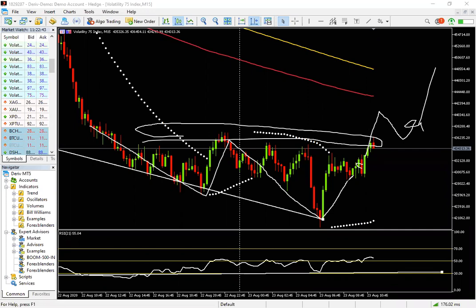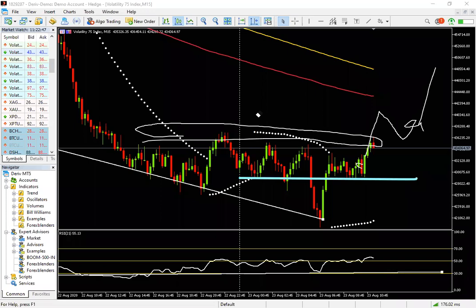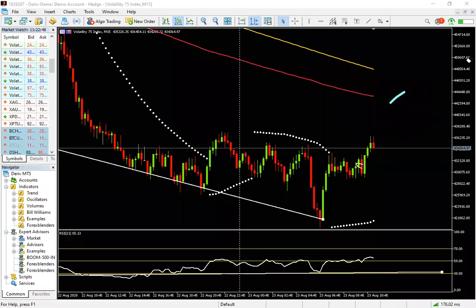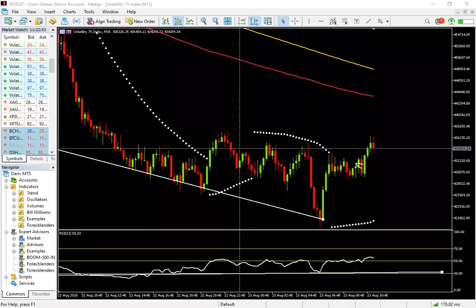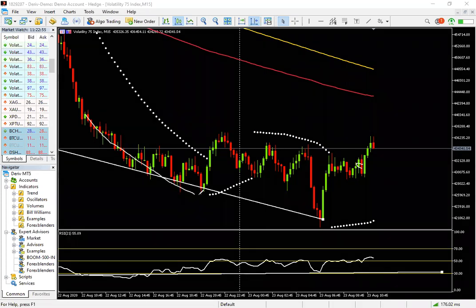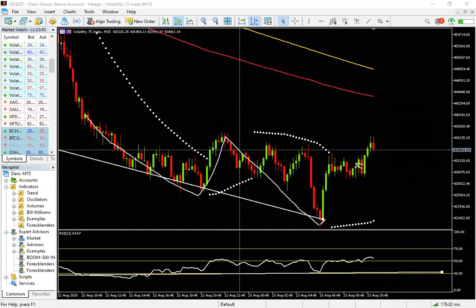So yeah, something like head and shoulder. Let me draw it properly. So kind of head and shoulder. Okay, where's my pencil? So this is here, this shoulder one. Then come here, this is the head. So this is a reverse head and shoulder.